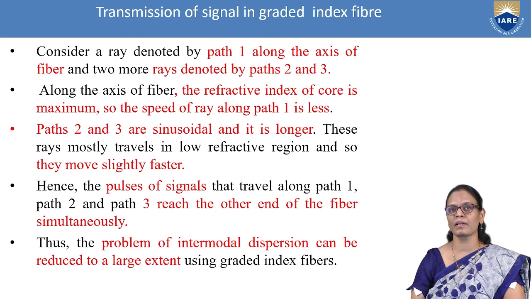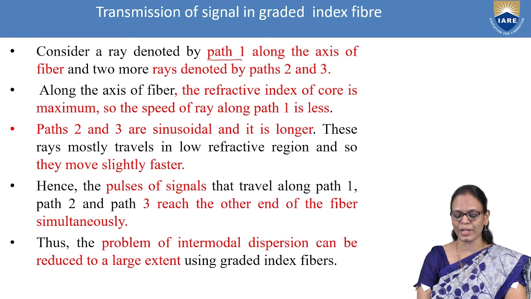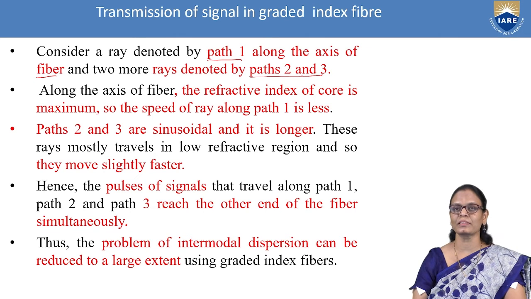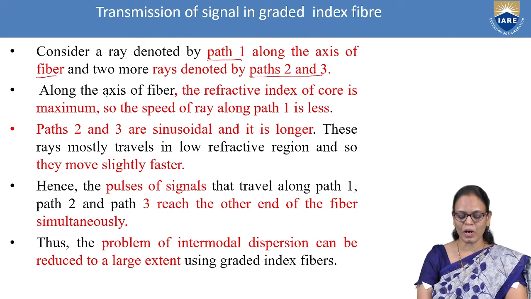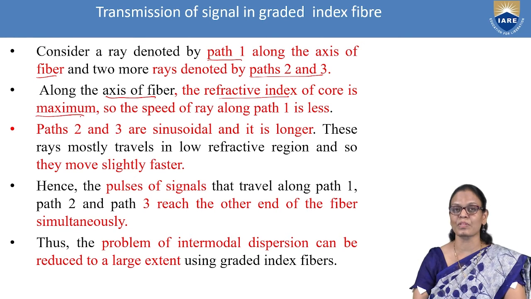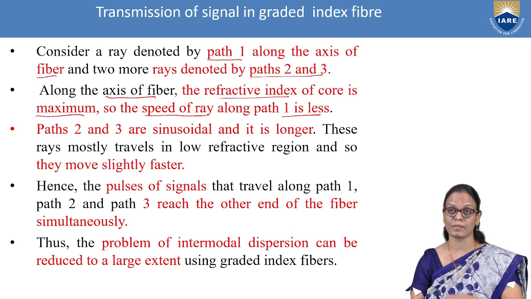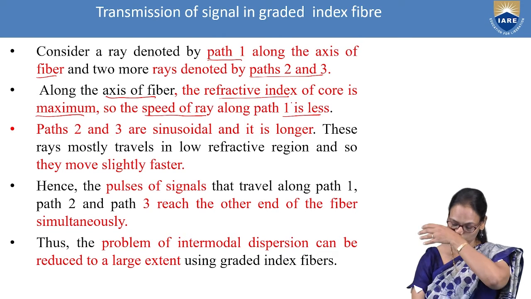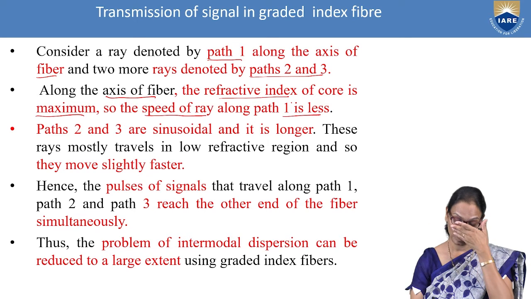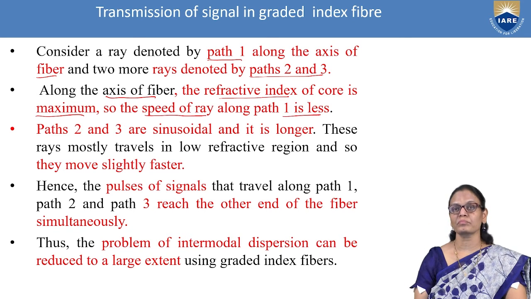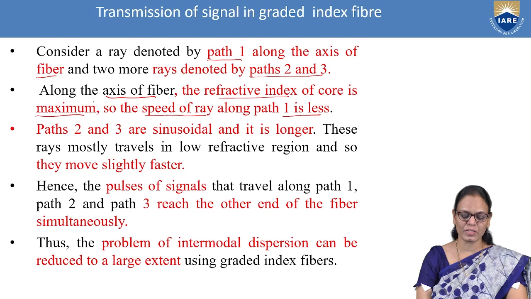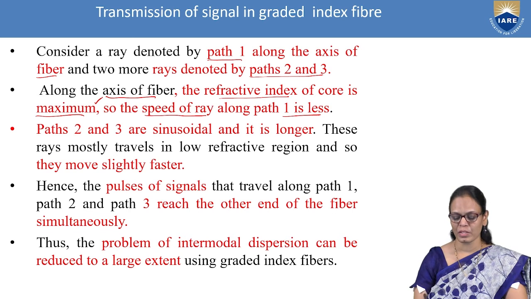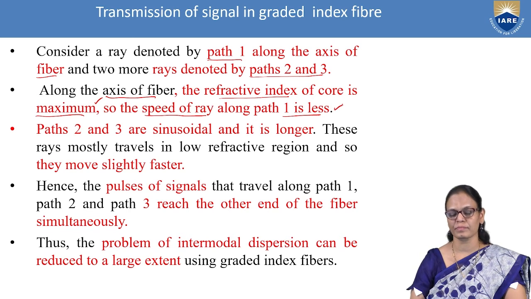So consider a ray denoted by path 1 along the axis of the fiber and two more rays along path 2 and 3. Along the axis of the fiber, the refractive index of the core is maximum. This we have seen. So what happens to the speed of the ray? It is less, because the refractive index of the core is maximum, the speed of the ray is less.